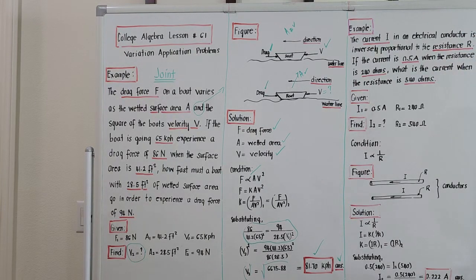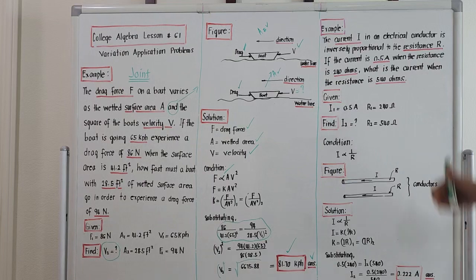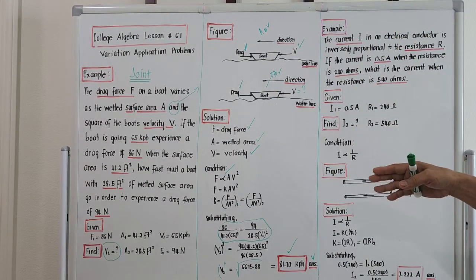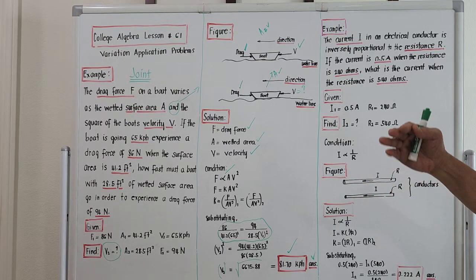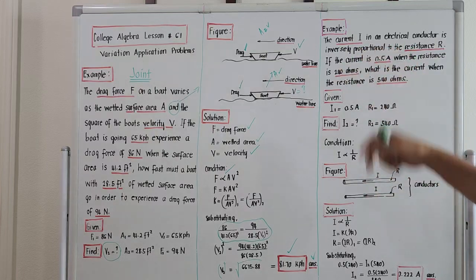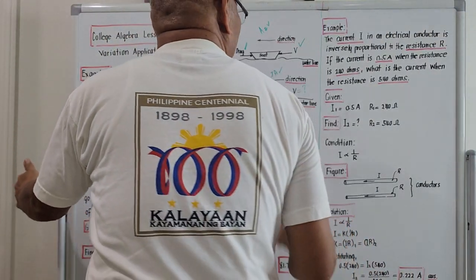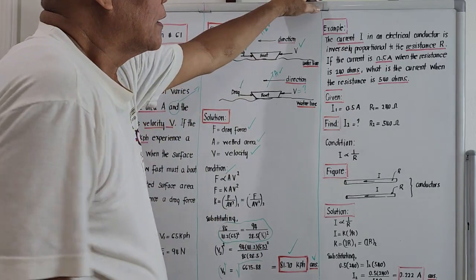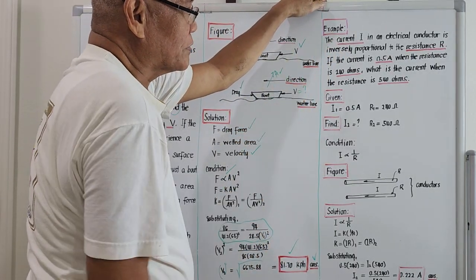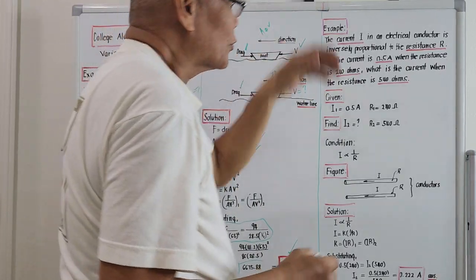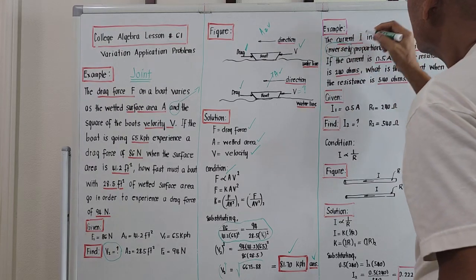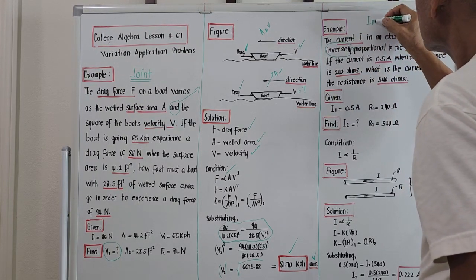Okay, example number 2. It's easy, right? Example number 2 now refers to a problem under electrical engineering. That's my major subject. So I will try to introduce example number 2. The current I in an electrical conductor is inversely proportional to the resistance R. So there is a root word here, inversely. So this falls under inverse variation.